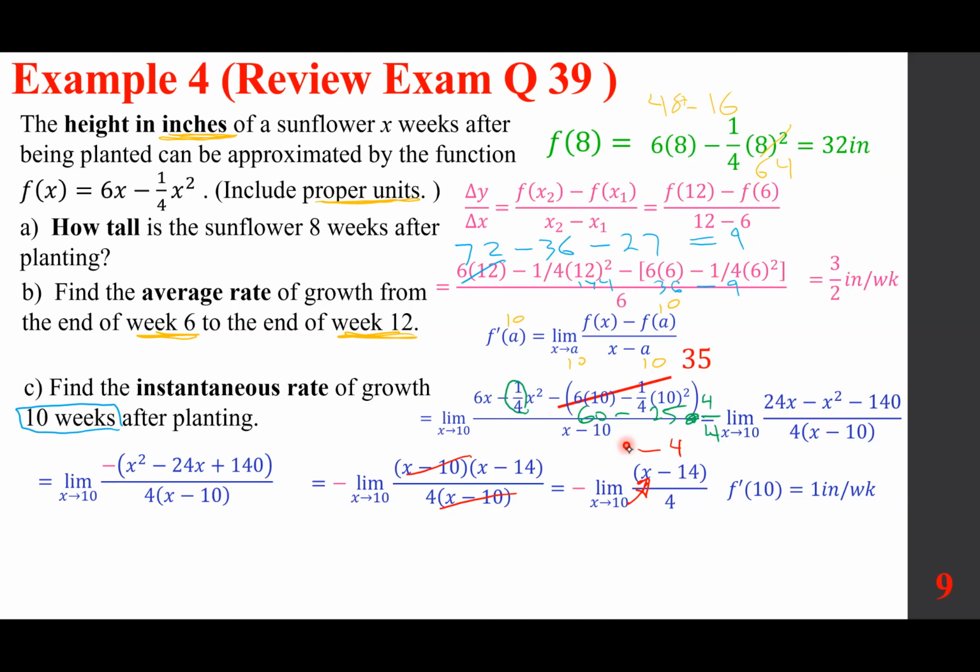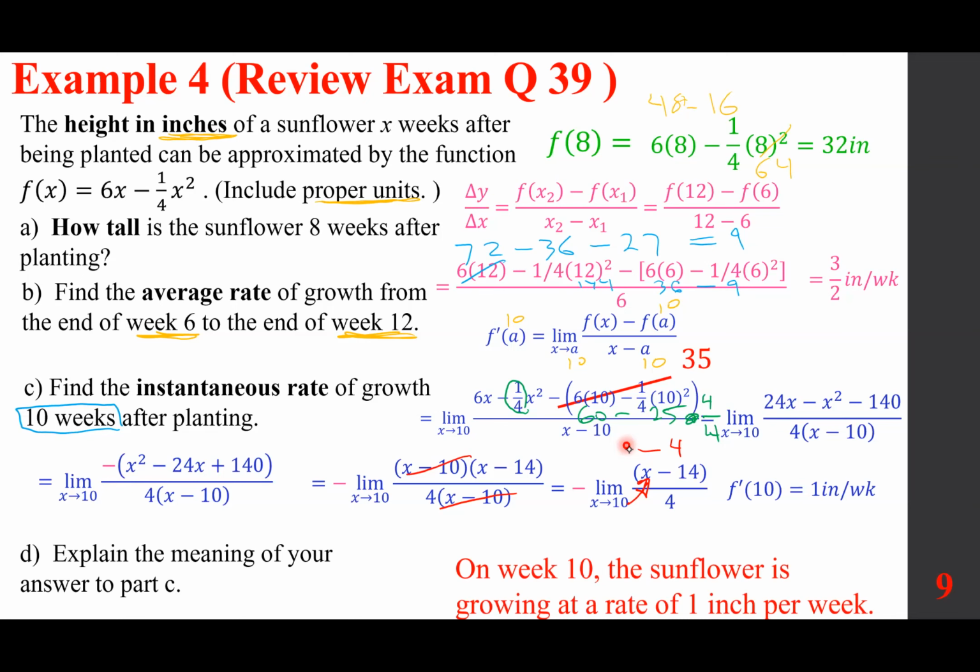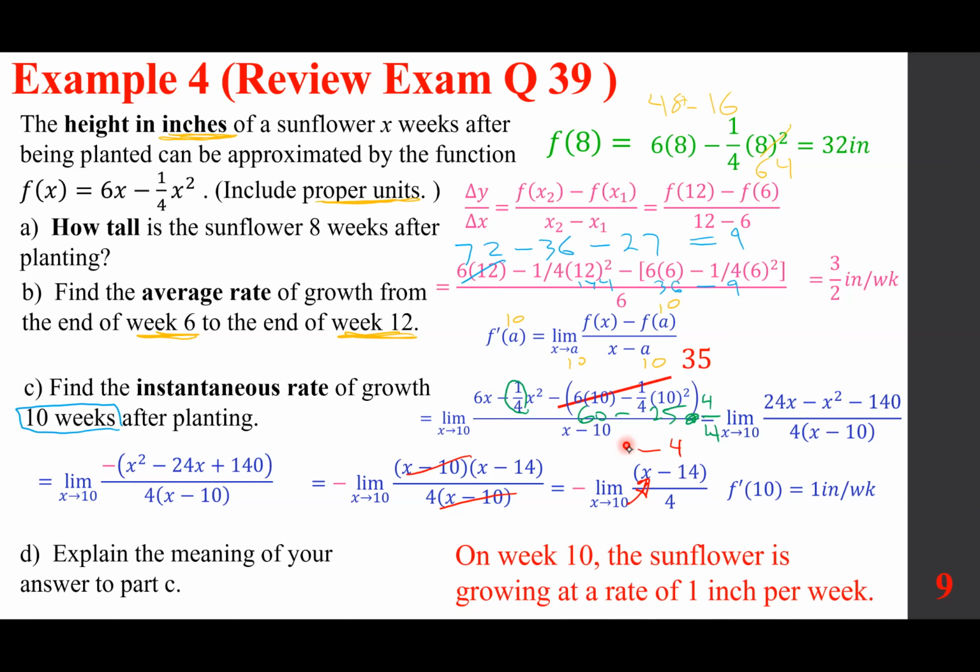What does it mean? It means on week 10 or after week 10, the sunflower is growing at a rate of 1 inch per week, right at that very moment, at that time. That's the difference between instantaneous velocity and an average velocity.